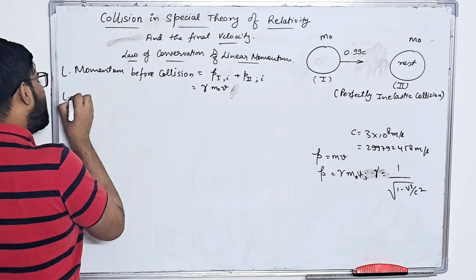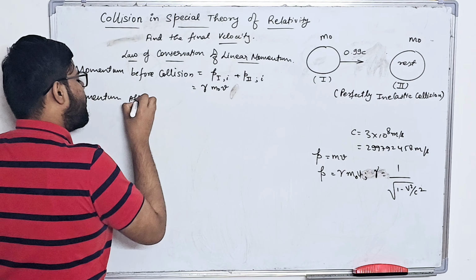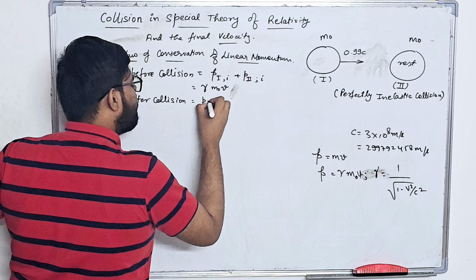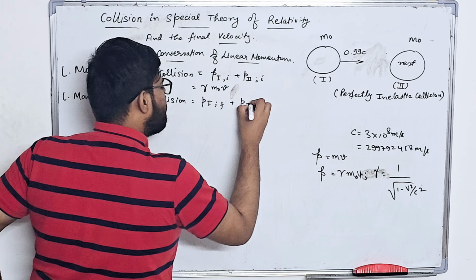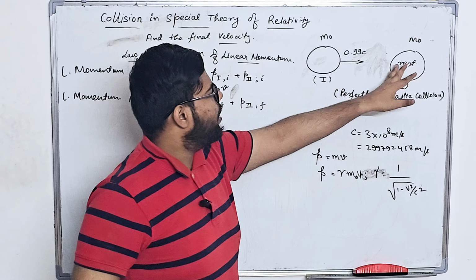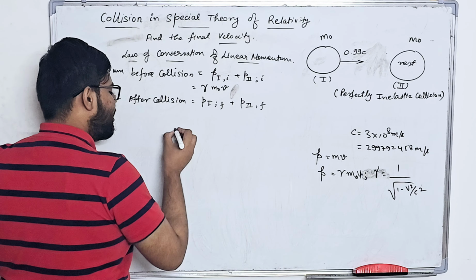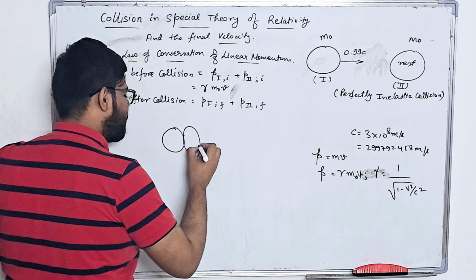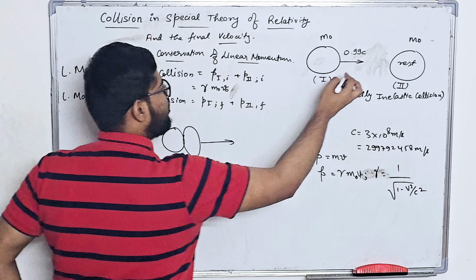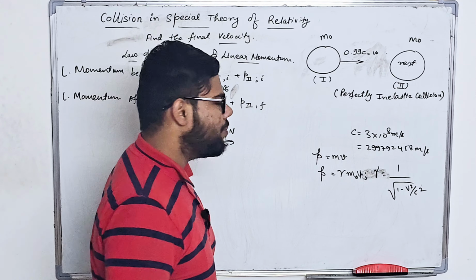Now the linear momentum after collision, right? It will be P1 final plus P2 final. Now just think, they both have stuck together and then they are moving. Suppose at some velocity, let's assume this as v naught. Say this velocity as v naught, okay?